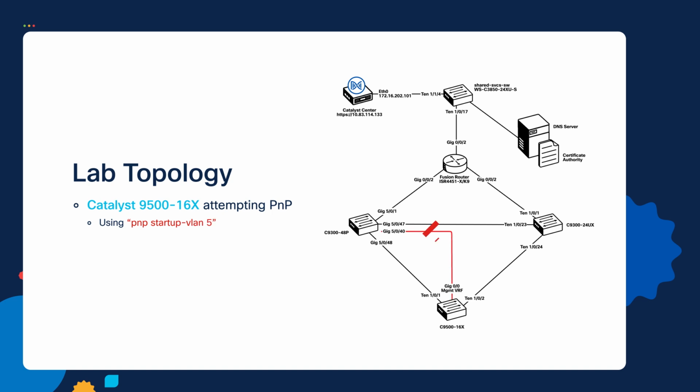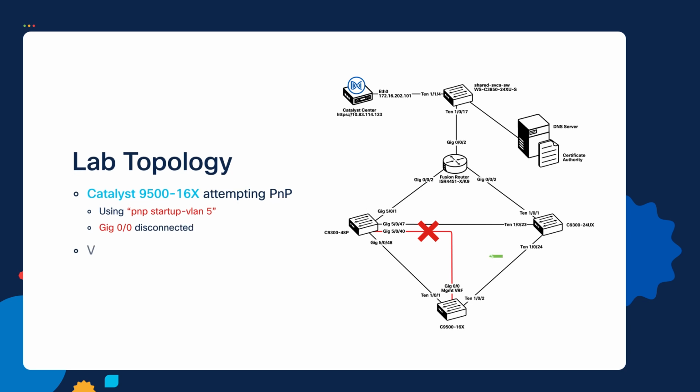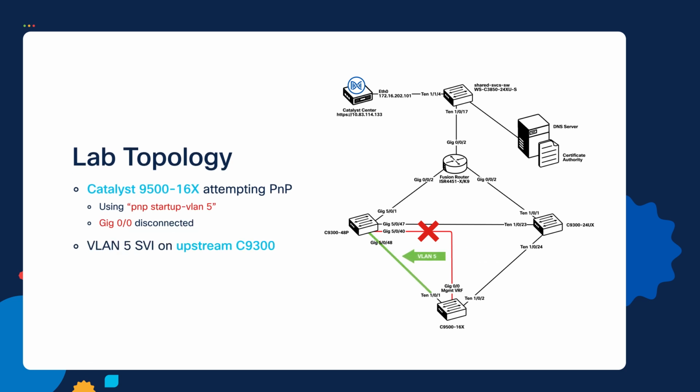And once again, we have kept the management gigabit Ethernet 0/0 interface disabled. So we're going to be using VLAN 5 on our in-band network connected to our upstream Catalyst 9300 switch. All of those settings will stay the same. The VLAN 5 SVI has remained the same.